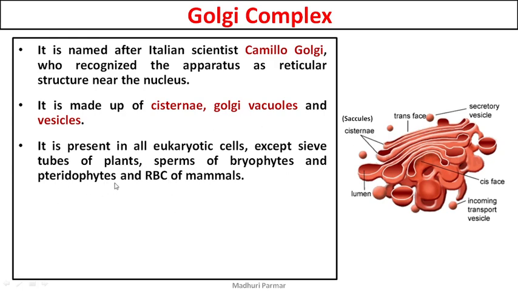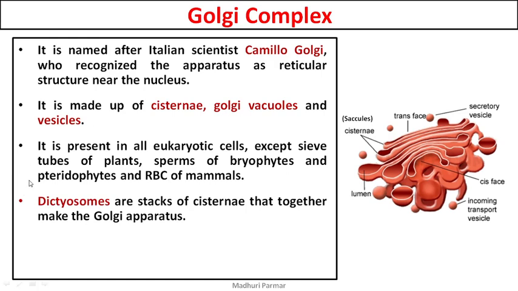Then pteridophytes. Pteridophytes are the first vascular plants, the first land plants you see. Pteridophytes include all of the different ferns, and they also include some other land plants. Equisetum, horsetail, all of these are examples of pteridophytes. So in bryophyte and pteridophyte sperm, you do not see Golgi complex. Also in RBC, that is red blood corpuscles of mammals, you do not see Golgi complex. So these are the exceptions where Golgi complex is not found, even though the cells are eukaryotic.